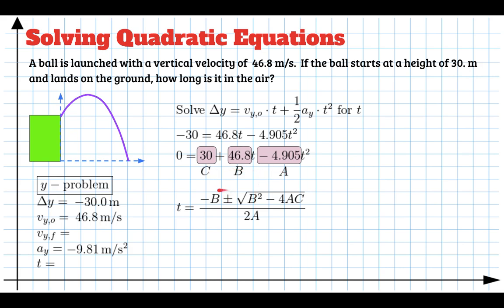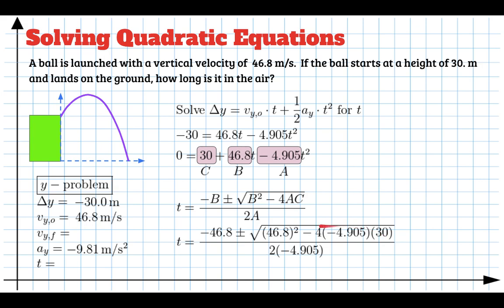And we're going to get two solutions. We do it once with the plus and we do it once with the minus, and that'll give us our two solutions. So in this case, I'm going to take negative 46.8 plus or minus the square root of b, which is 46.8 squared, minus 4 times a, which is negative 4.905, times c.